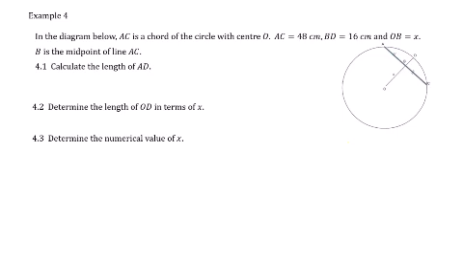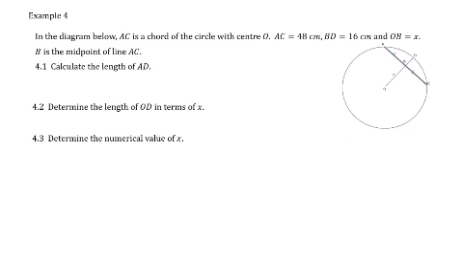Okay, example number 4. In the diagram below, AC is a chord of a circle with center O. AC is equal to 48 centimeters. BD is equal to 16 centimeters, OB is equal to x, and B is the midpoint of the line AC. Now we are going to calculate the length of AD. What is the length of AD? This is AD. We are going to find the length of this.